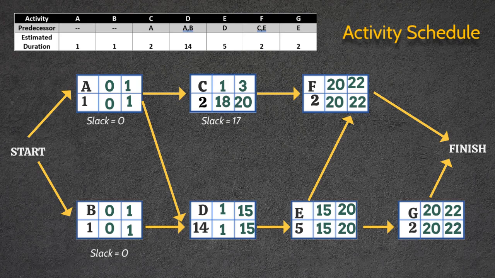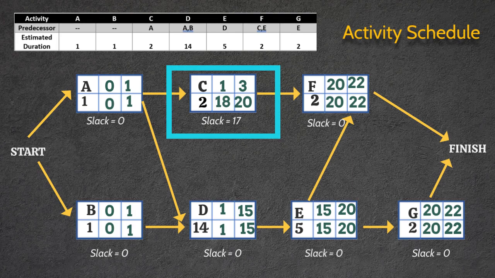Next, looking at the values for our next activities, we will then conclude that the slack for activities D, E, F, and G is also 0. Let us look at activity C again. The slack is 17 weeks. This means that activity C can begin any time between the 1st and the 18th week. And it can finish any time between week 3 and week 20.